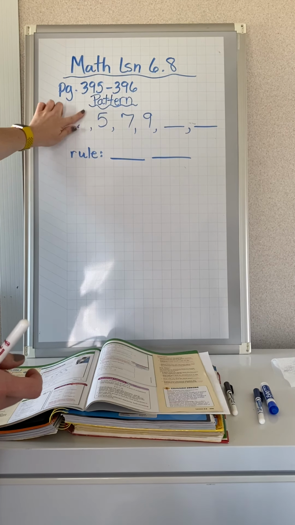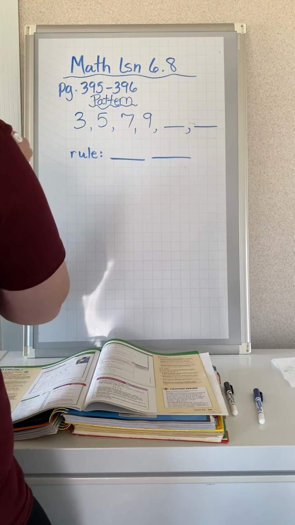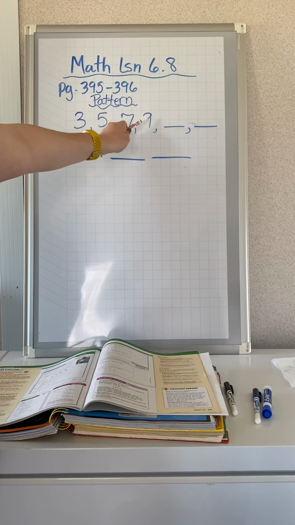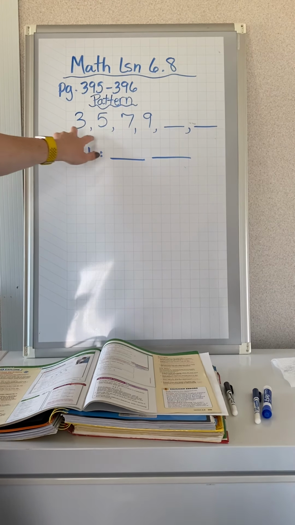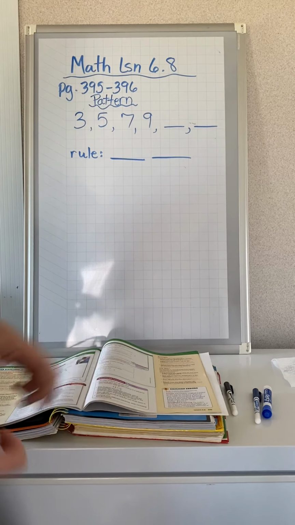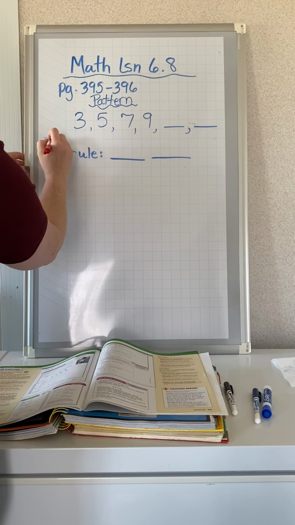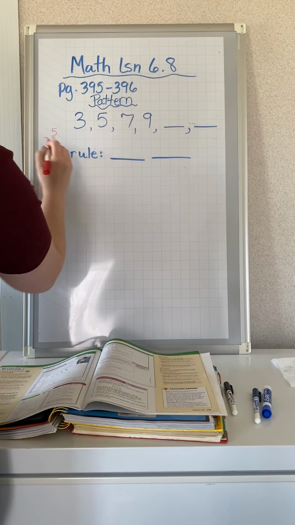Oops, let's fix that. It's supposed to be 3. Okay, sorry, 3 to 5, 5 to 7, 7 to 9, and then there's 2 missing blanks. So the way to see what's happening between these numbers is to take the first 2 numbers and just subtract them. Of course, putting the biggest on top and the smallest on bottom, right? So if I do 5 minus 3 on the side, we should get the answer of 2.